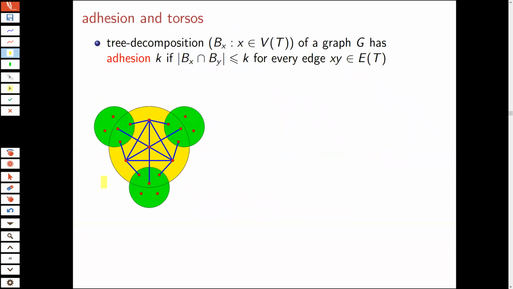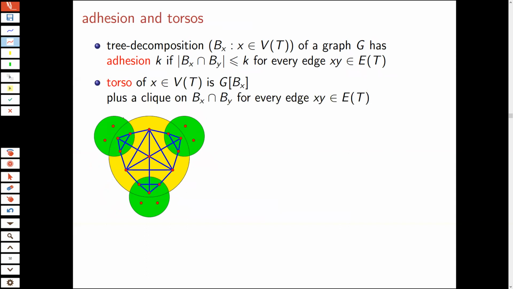Some other useful notions from the theory of tree decompositions is adhesion. In this picture here, the yellow set is a bag, the green set is a bag. Each of these are bags. And we define the adhesion of a tree decomposition to be K if the intersection of any two adjacent bags has size at most K. And then we define the torso of this node X to be the graph obtained by the subgraph induced by the vertices in the bag, plus adding a clique on the intersection with any adjacent bags. So that defines the torso of the bag.